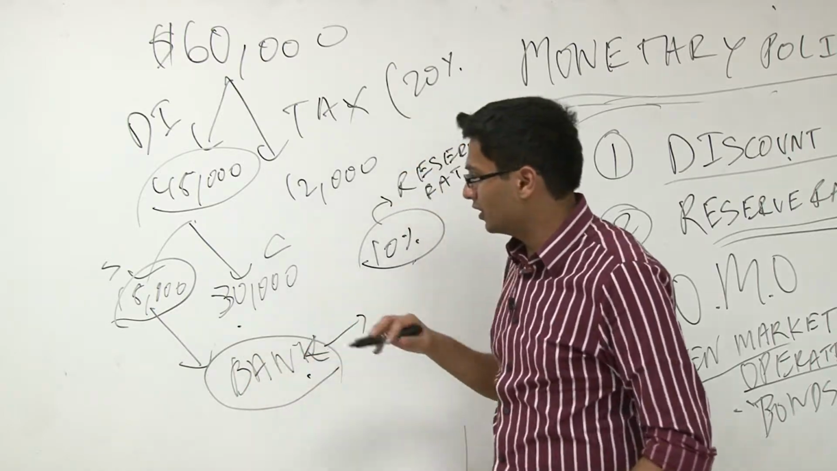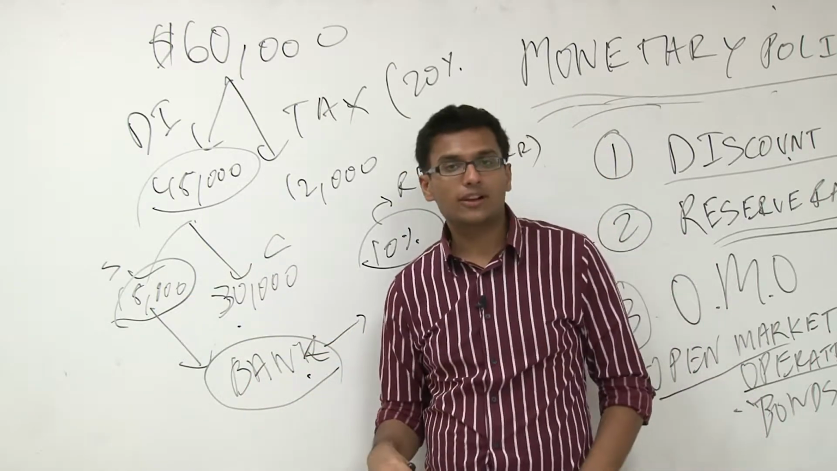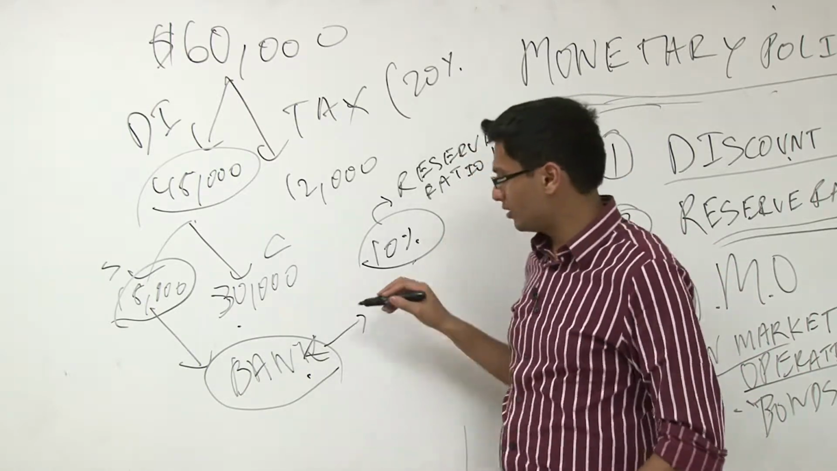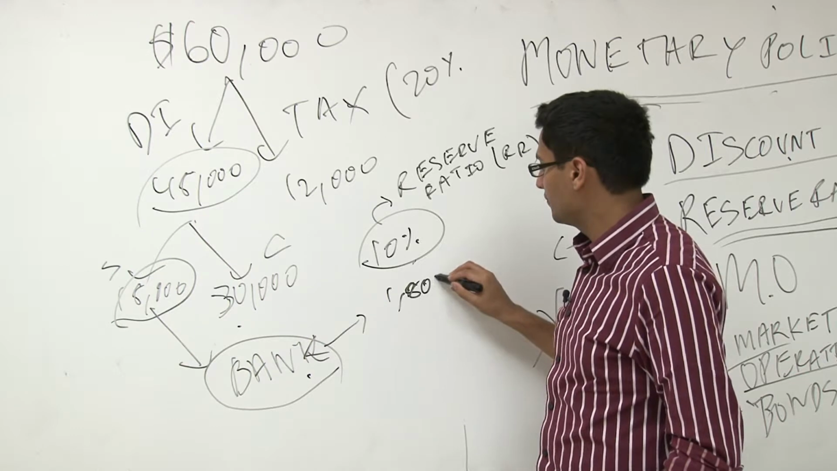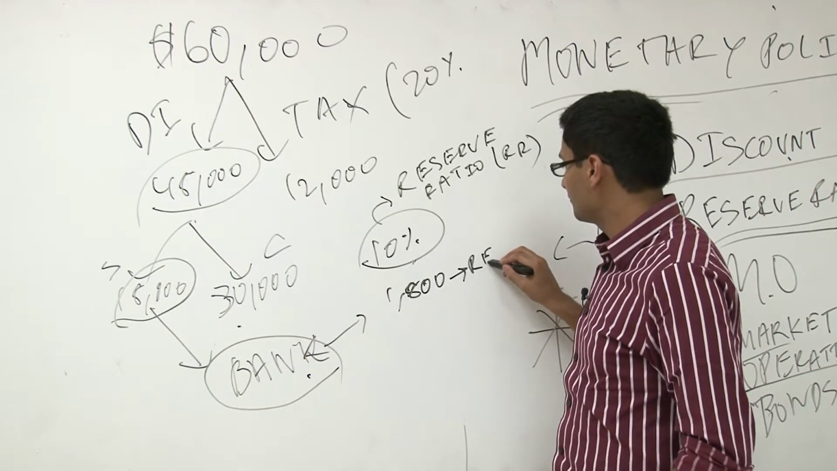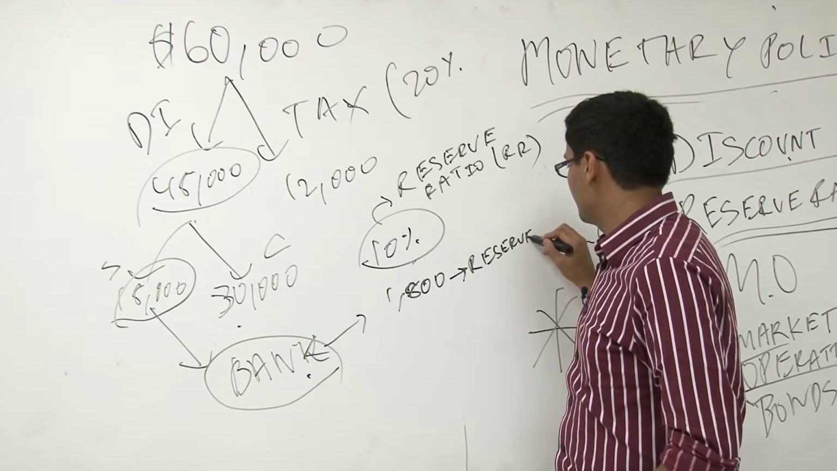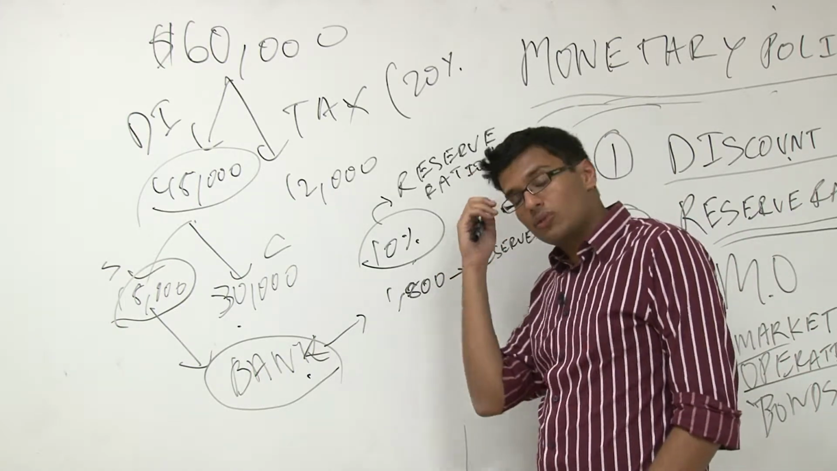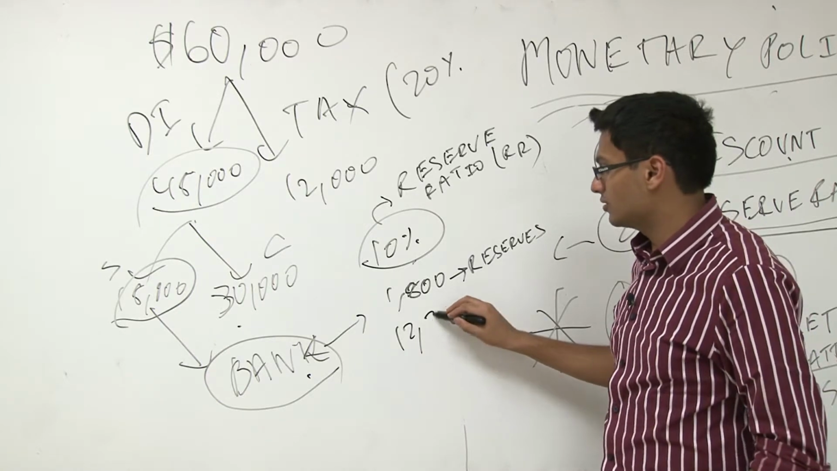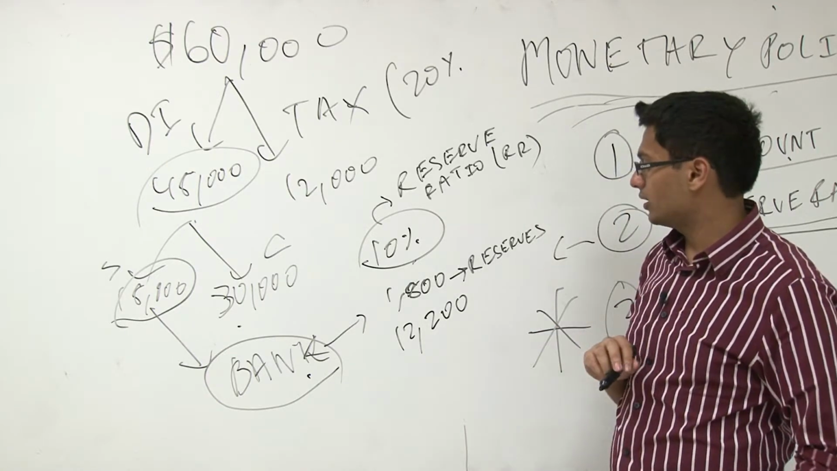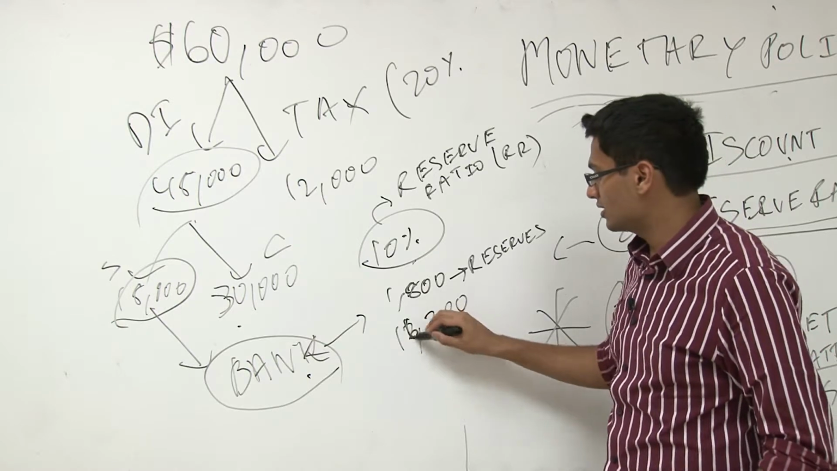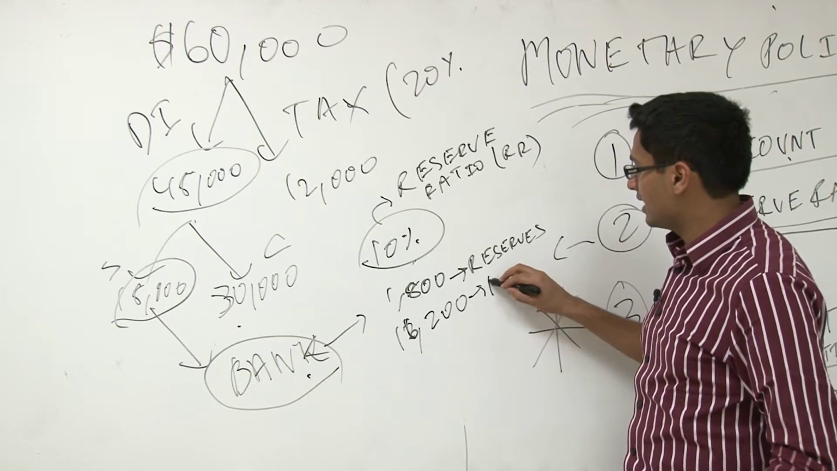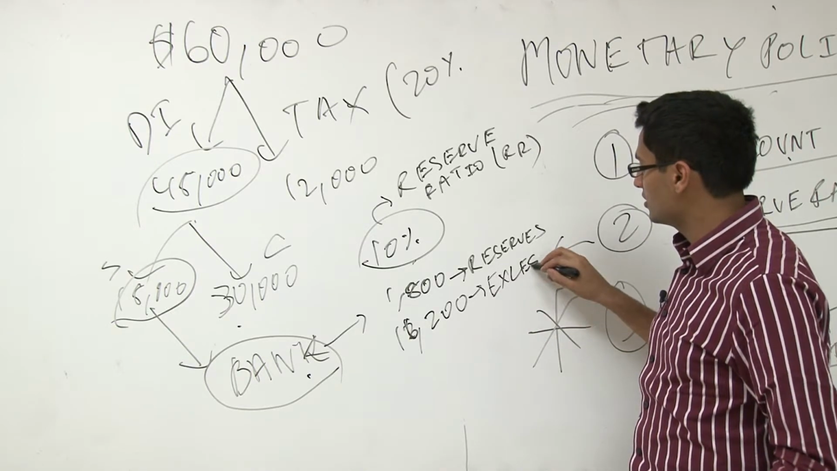So let's take this Bank of Illinois. The Bank of Illinois gets a check for $18,000 from Joe the Plumber, and they say, well, only $1,800 is required to be in reserves. The rest of it, the remaining $16,200, is an excess. We don't have to put this in our reserves.